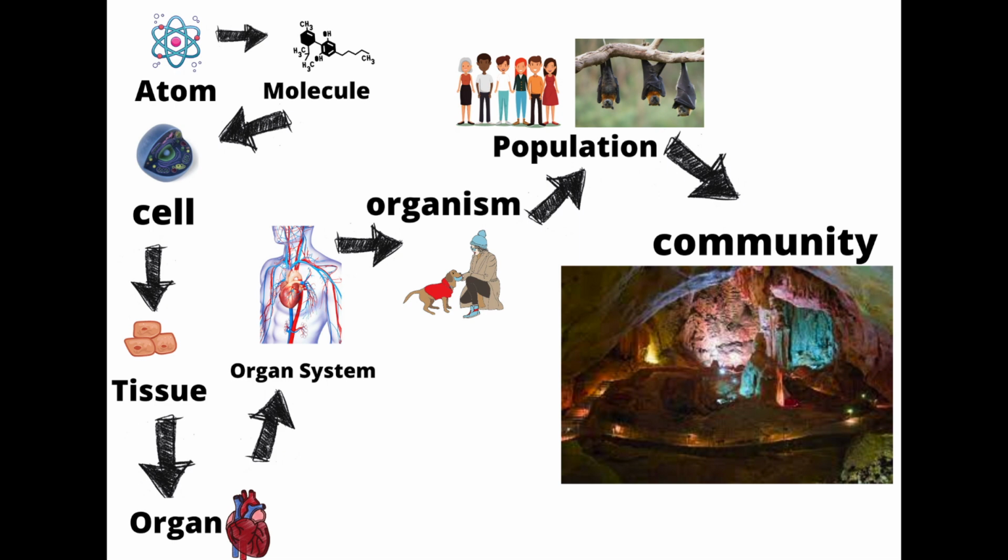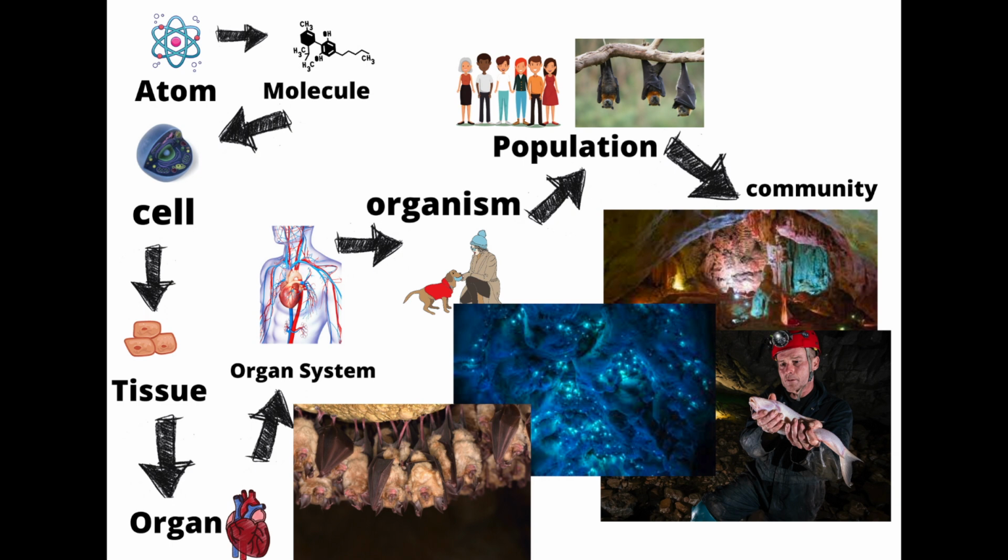So there's a population of these bats, and they actually live in this community in this cave in New Zealand. The reason why this cave is a community is because there are different types of species living in it. There is the population of bats, but there's also this population of cave fish that you see this guy holding. And there's also this population of this really gnarly fungus that glows in the dark that you can see here. We have these 3 populations of 3 different species living together. That makes this a community.